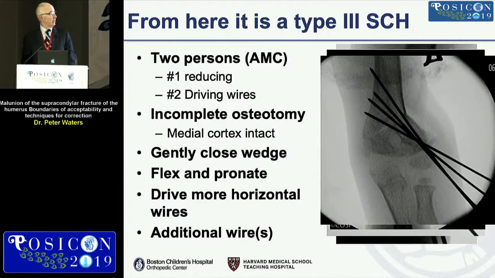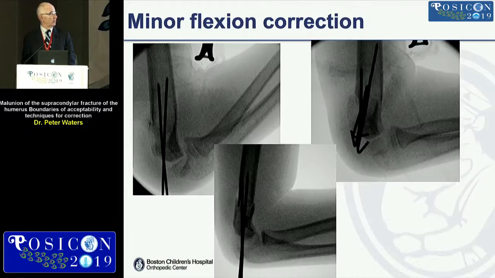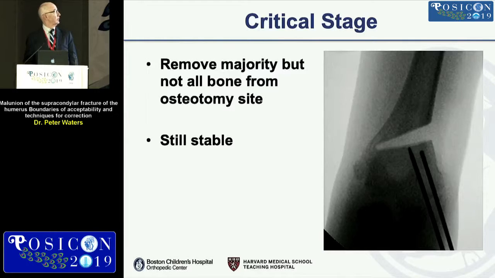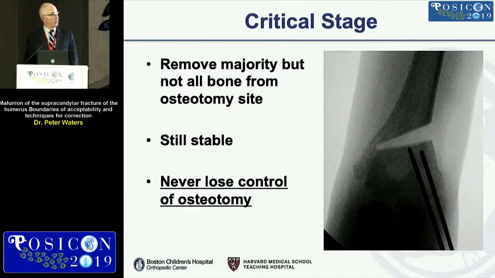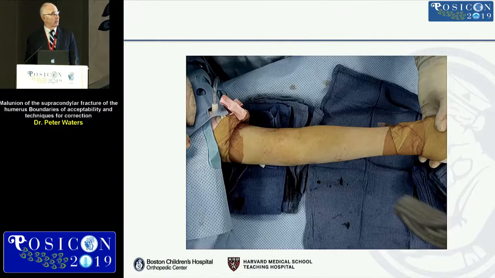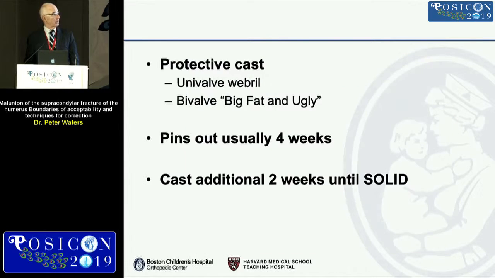And then you add additional fixation if you want to try and move this person early, so it depends on the age that you have. And you can see you get some flexion correction here if at the same time you're closing it, you do that flexion and pronation, and you end up with pretty adequate alignment without having to do a more complex step cut osteotomy or otherwise. So again, remove the majority of the bone, but not all of it. It's still stable. Don't lose control of your osteotomy. This is really the critical stage of this operation. And then you get your correction and your realignment just as desired.